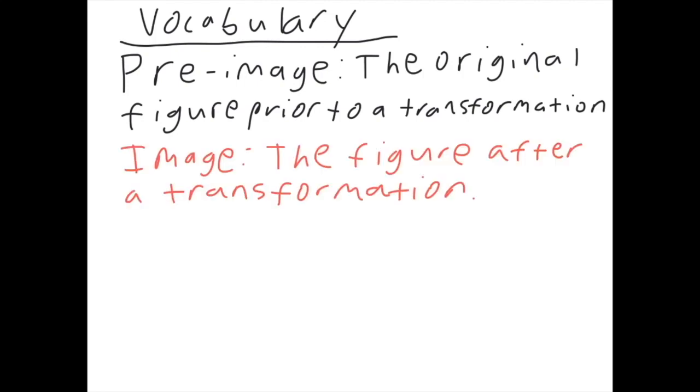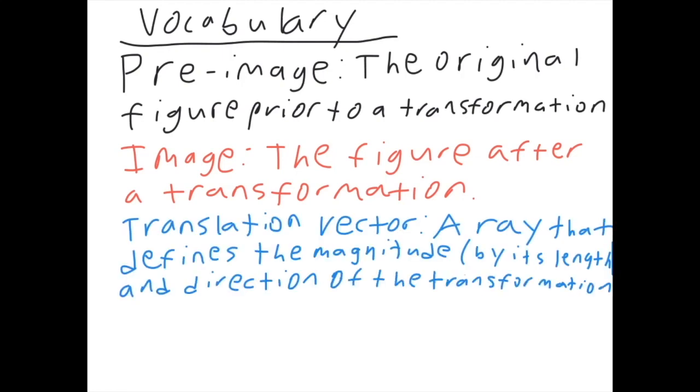The next word is image. This is what the figure looks like after the transformation. So after you do whatever transformation you do, this will be your final object. This will be what your object looks like. Translation vector is a ray that defines the magnitude by its length and direction of the transformation. So this will be the thing that tells us where to move the object to.